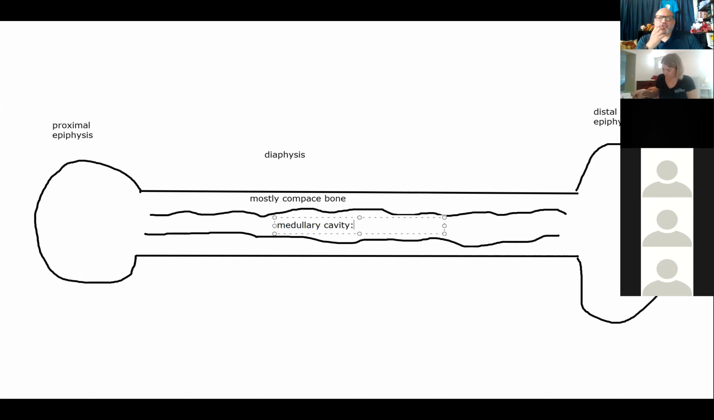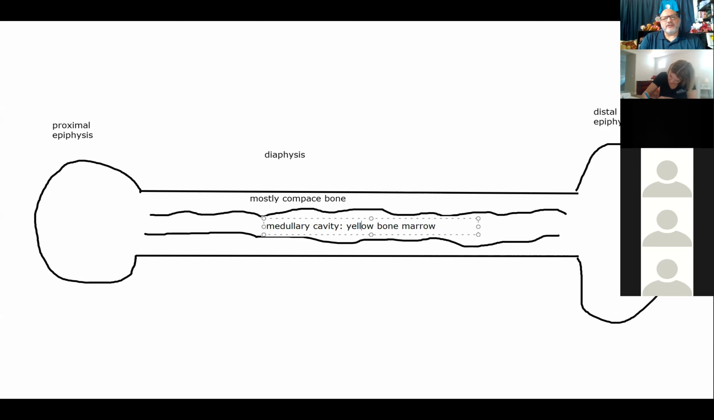And in a mature adult bone, what would this medullary cavity contain? Yellow bone marrow. As an infant, as an adolescent, all of our bone marrow is red bone marrow. But as we mature, the bone marrow in the diaphyses of our long bones gets converted into yellow bone marrow.